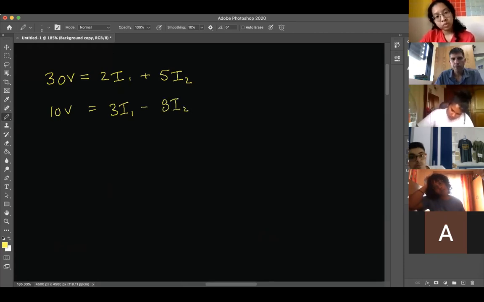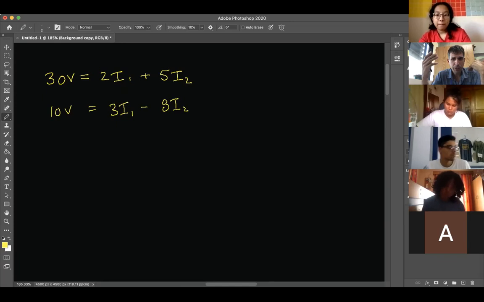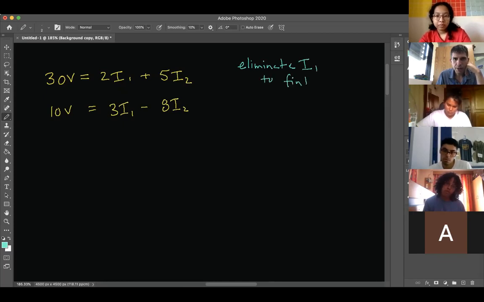All right, so now I'm going to eliminate one of the terms from here. All right, so I have two unknowns and I have two equations. Do you guys know matrices? Like you know how to use a matrix? Some of you do? Okay. All we're going to do is treat this like a matrix. I'm going to find a common term to eliminate. So I'm going to eliminate I1 to find I2.